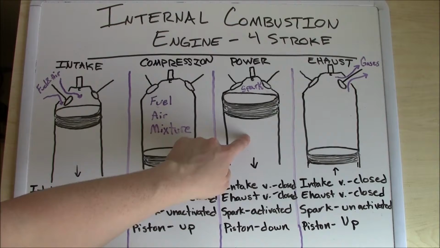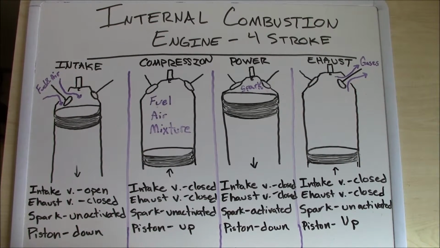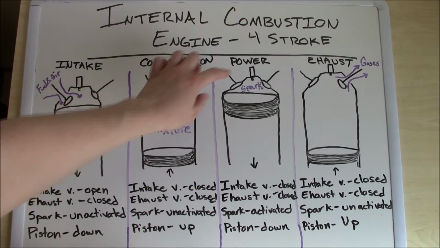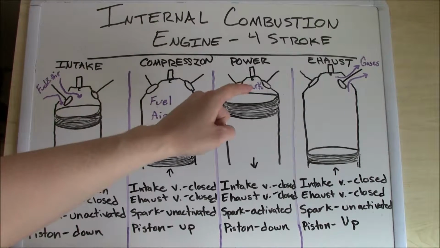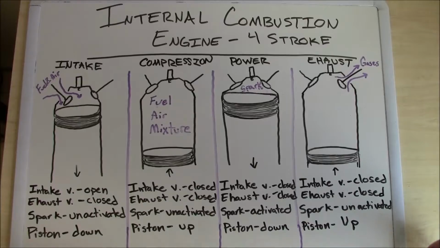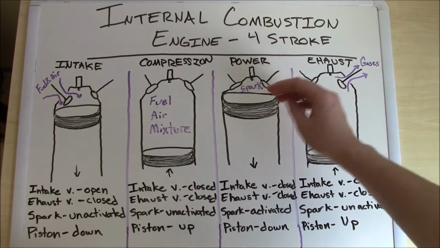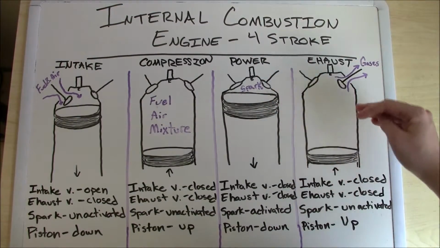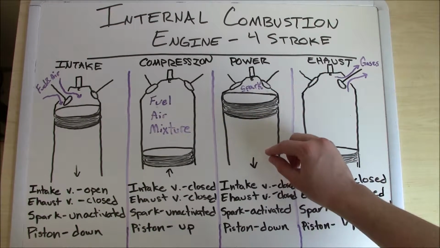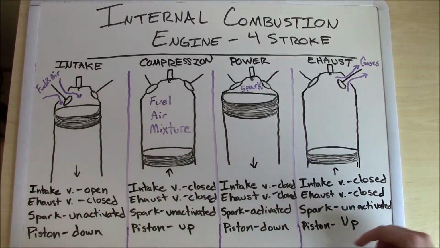Then we get the power stroke. Once we're at the power stroke phase, the piston is at top dead center. Both valves are closed and the spark ignites. The spark is activated and that creates a reaction, and that combustion reaction presses the piston down. Once it goes down, that completes the power stroke once it hits bottom dead center.